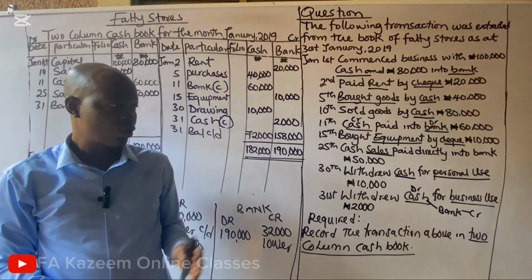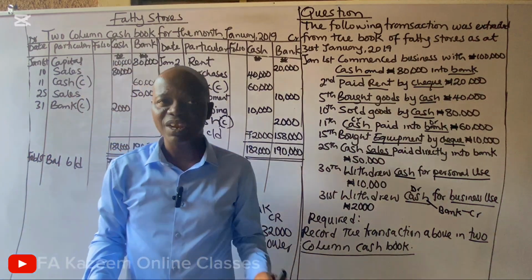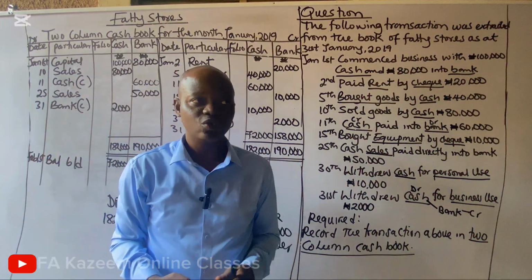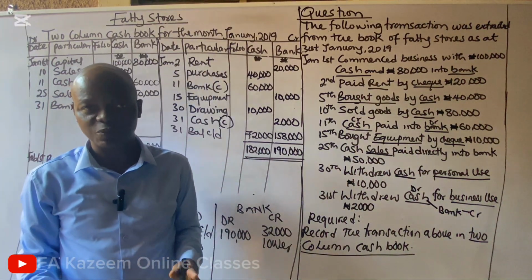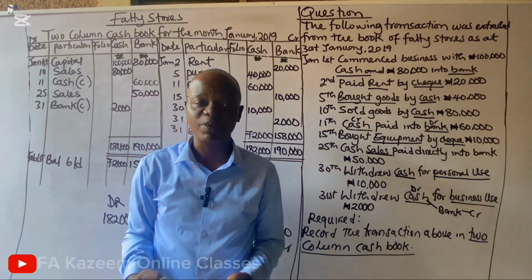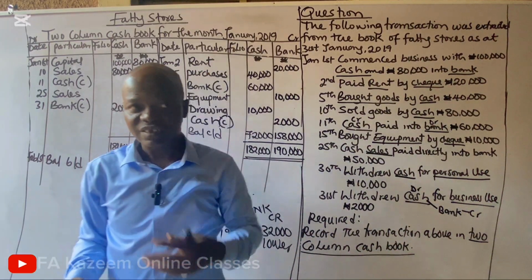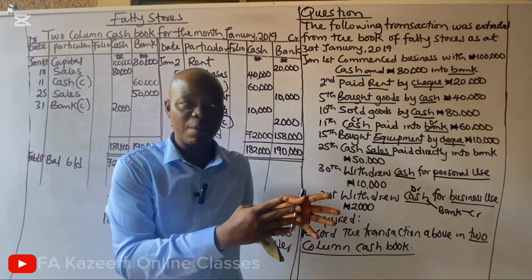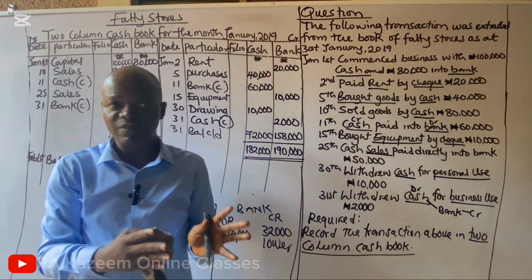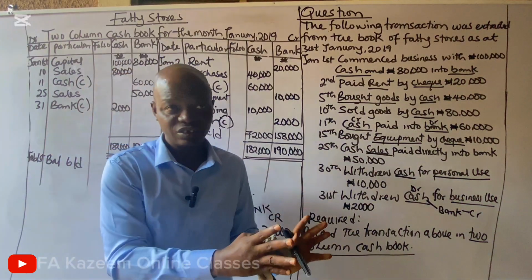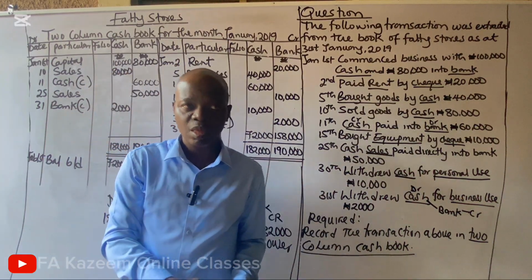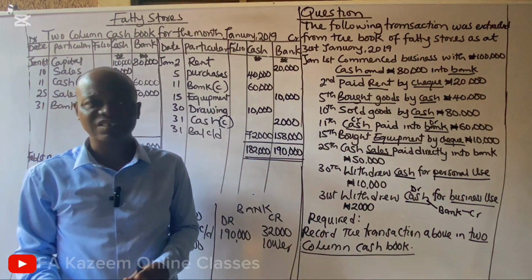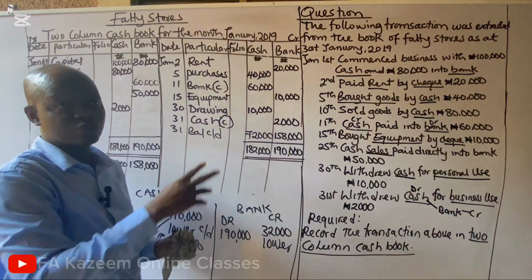Thanks for watching our video. I would believe that going through this question and this solution, you have understood the two-column cash book better. And the difference between single column and two column is that single column only takes care of one particular means of transaction. If you are dealing only with cash, you are using single column. But if you are dealing with cash and bank, the appropriate cash book for your business is two column.